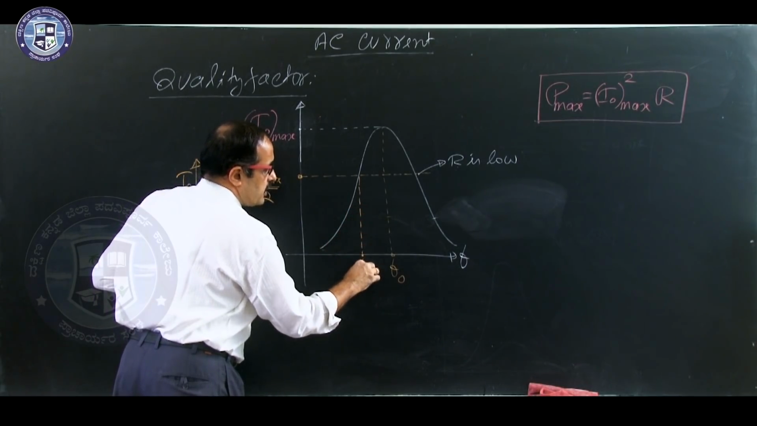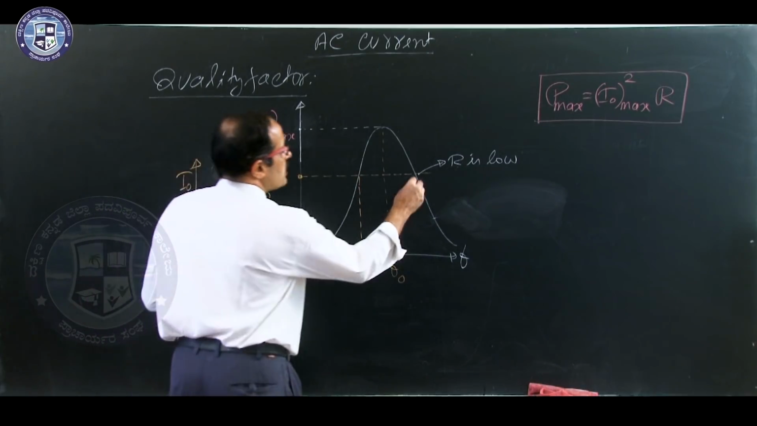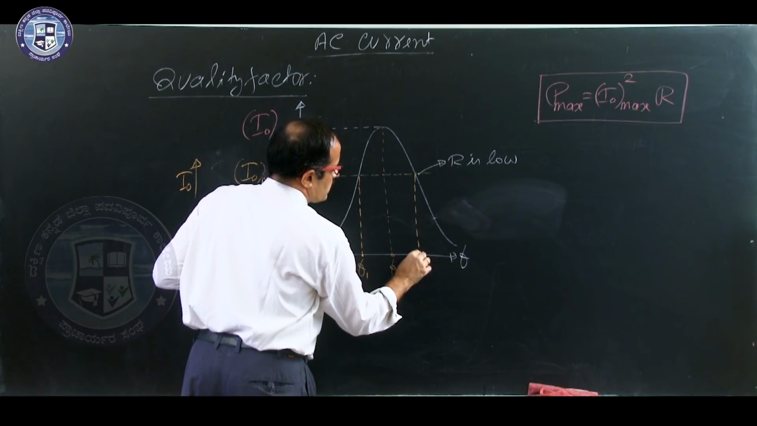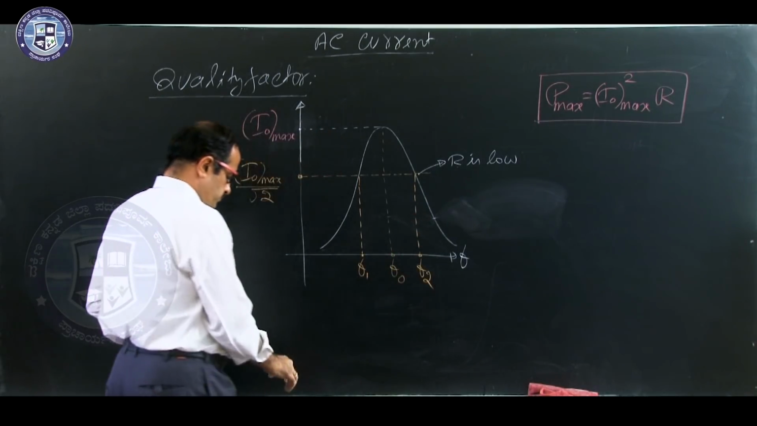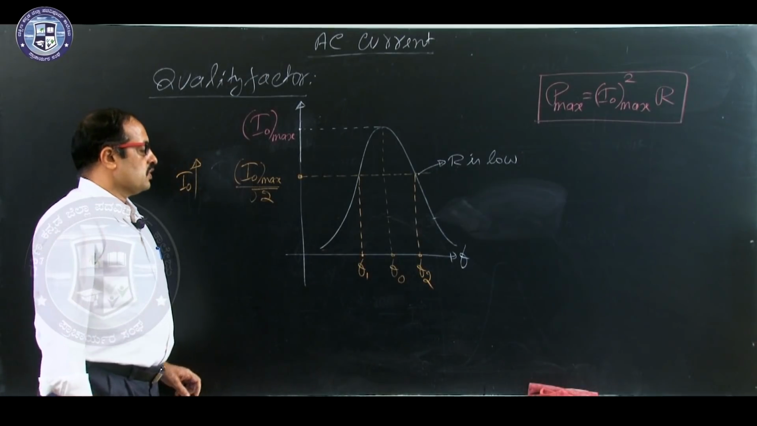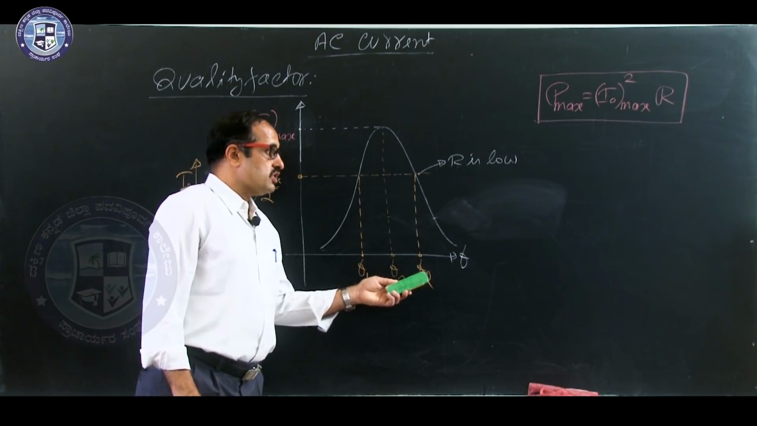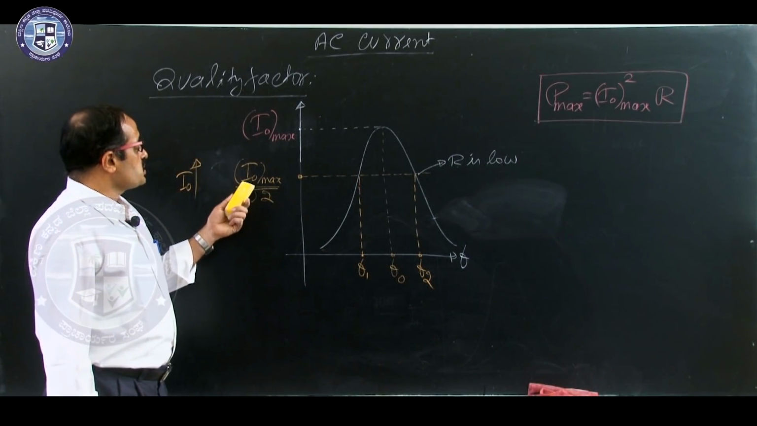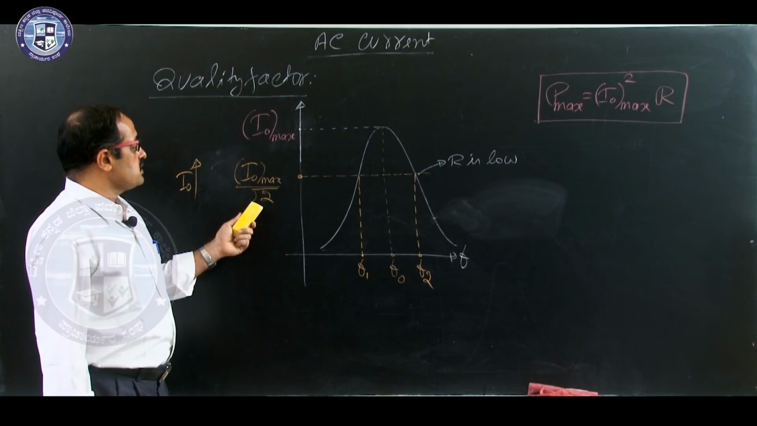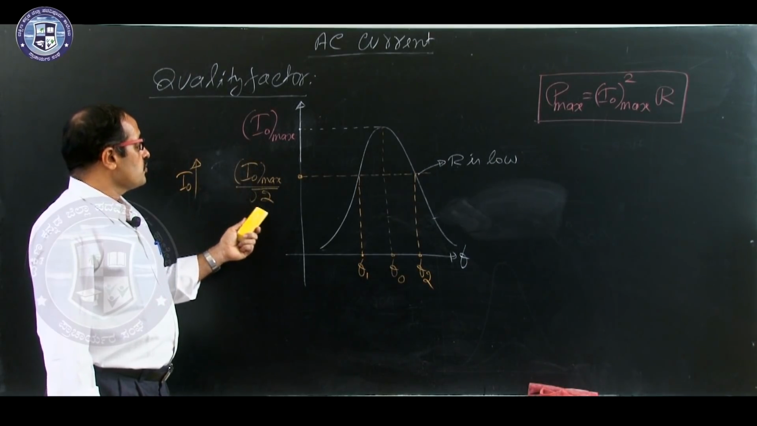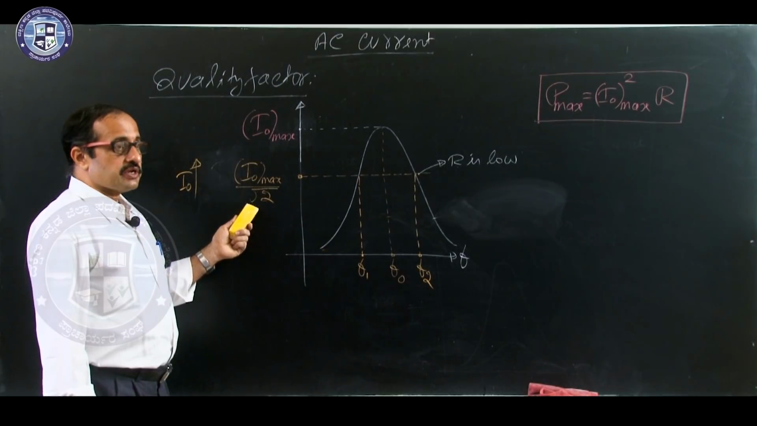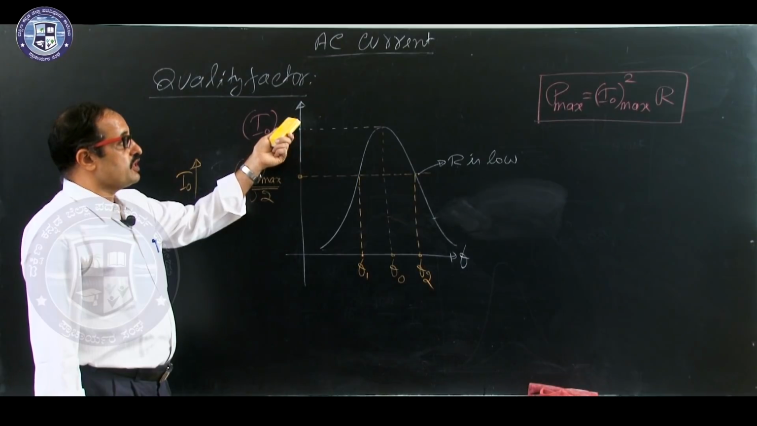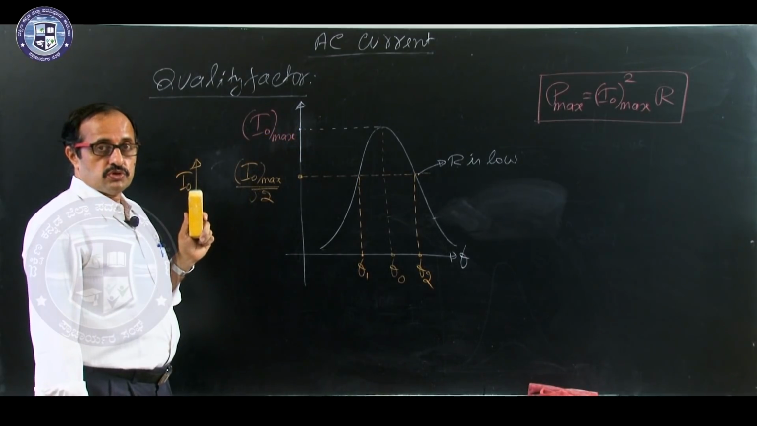Let us say it is F1 and here it is F2. What are F1 and F2? F1 and F2 are the frequencies of the AC for which the current in the circuit is I naught maximum by root 2. Now, the question is, what is the speciality of this particular current? For this particular current, power consumption is 50% of the maximum power consumption.